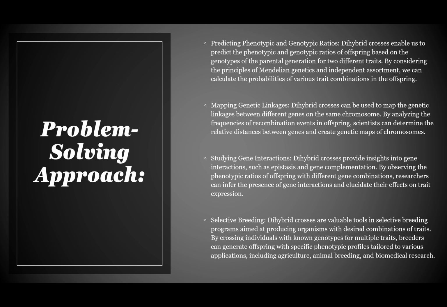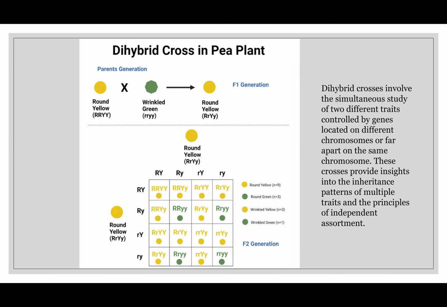We can also study genetic interactions generally. Genetic interactions would be whether or not the genes are more likely dominant or epistatic. Dihybrid crosses provide insight into gene interactions such as epistasis and gene complementation. I know that we don't look at gene complementation in CAPE biology. We also have selective breeding. We can use dihybrid crosses for selective breeding, as we discussed before for monohybrid crosses. So you need to know how to do dihybrid crosses, and in that case, we'll have to look at some past papers in order to go through this.